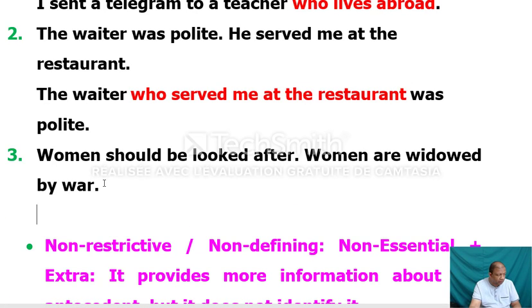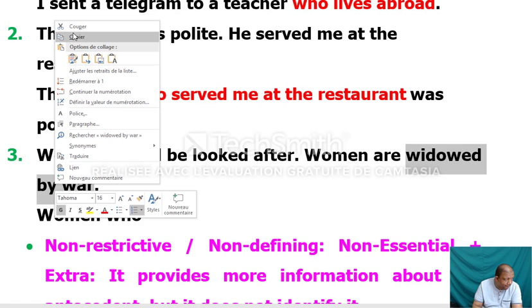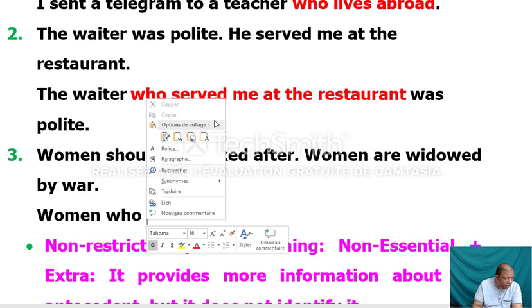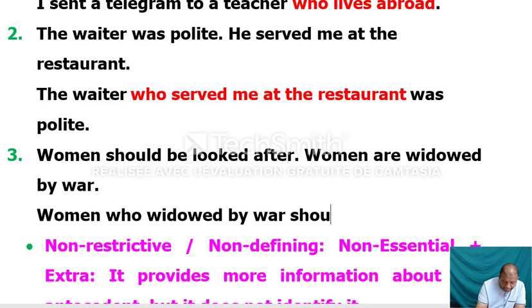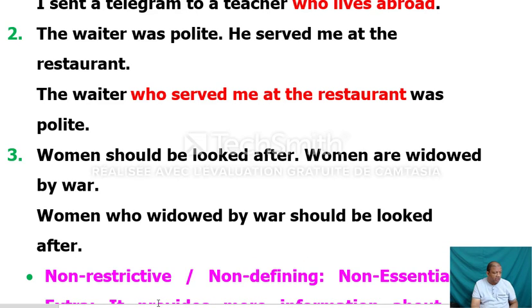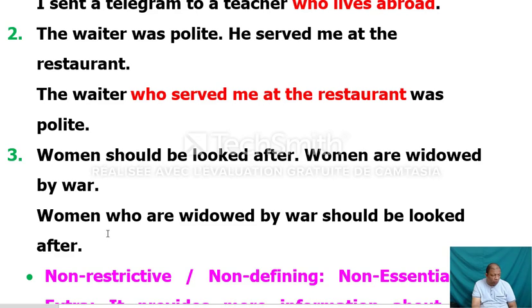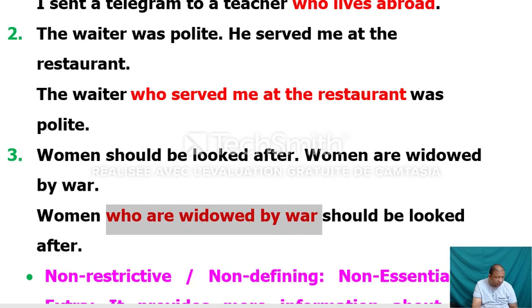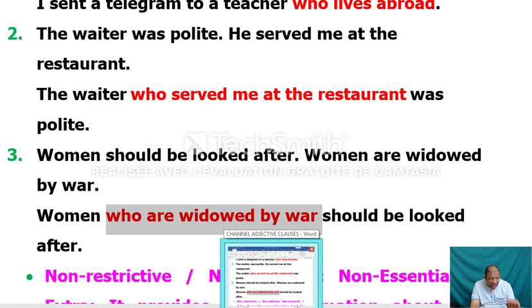Number 3: women should be looked after. Women are widowed by war. So here, the two words that are repeated are women, women. Therefore, it becomes: women who are widowed by war should be looked after. Therefore, who are widowed by war, this is the relative clause, this is the adjective clause. What kind of adjective clause? It is a restrictive adjective clause.